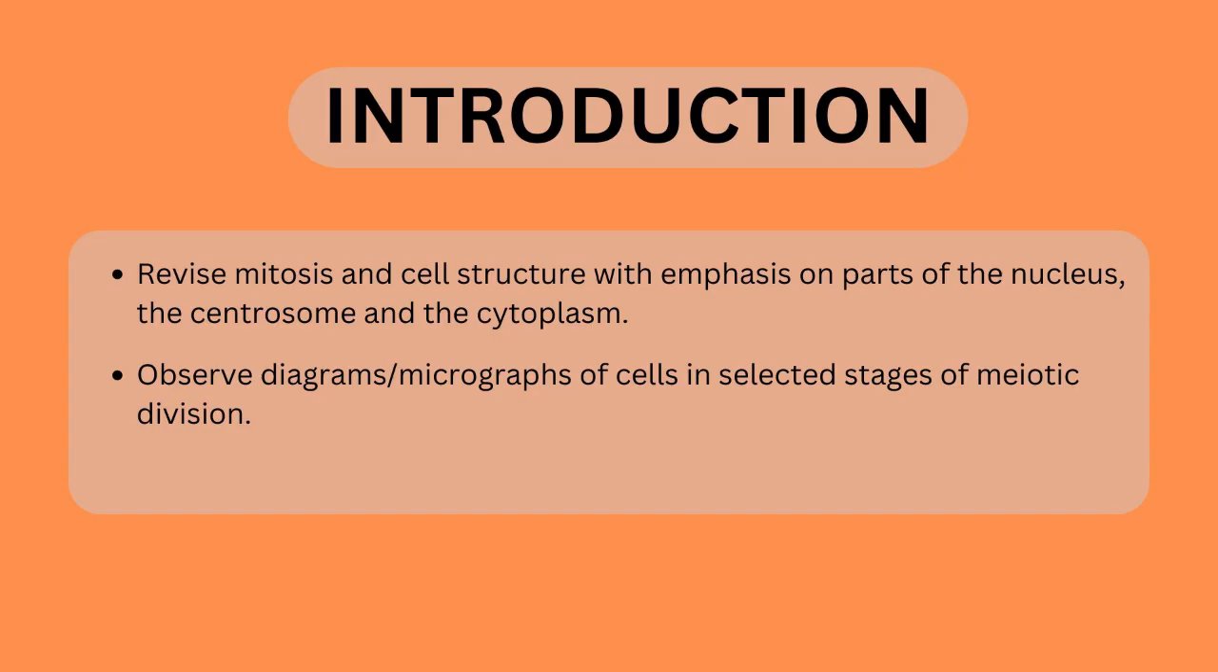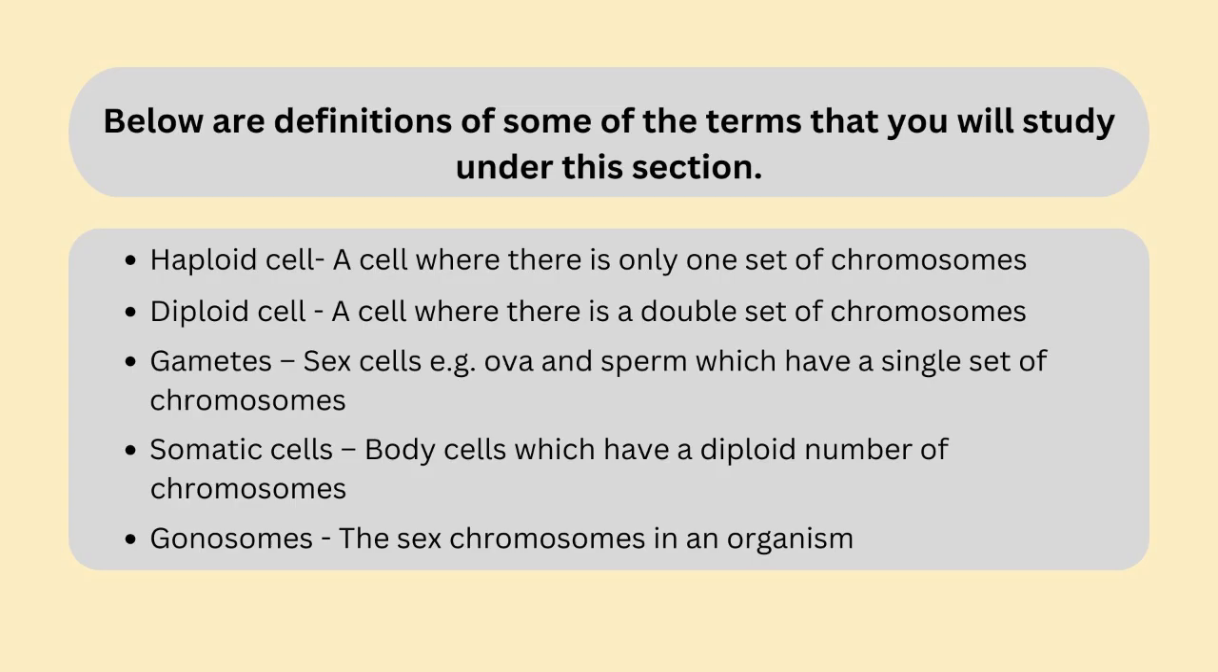Introduction. Revise mitosis and cell structure with emphasis on parts of the nucleus, the centrosome and the cytoplasm. Observe diagrams/micrographs of cells in selected stages of meiotic division. Concepts and skills. Below are definitions of some of the terms that you will study under this section. Use the glossary in your textbook to define these new terms/words. Note, at least 2 marks are awarded if you can define a term correctly in a test or examination.